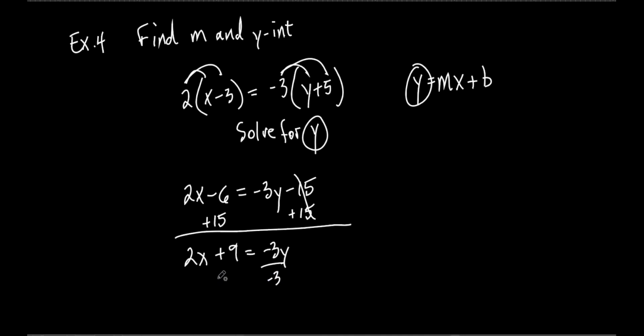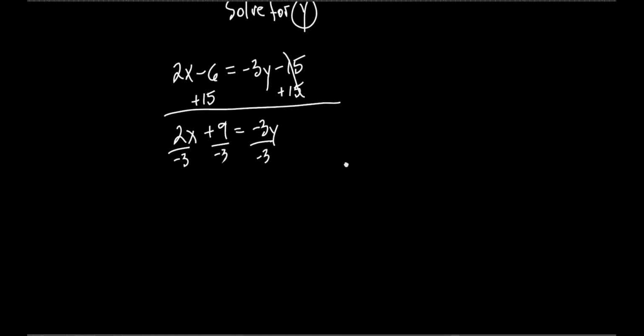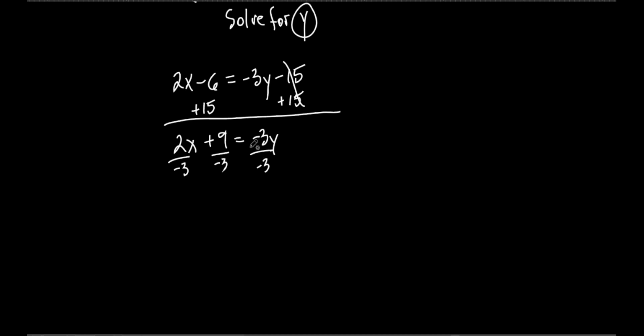Now, over here on the other side, we have to divide. We don't just divide the 9 by a -3. We divide everything by a -3. So we divide that by a -3, and we divide that by a -3. All right, what happens over here? The -3's cancel out. So what are you left with? Just a y. You okay if I just move it to the left now?